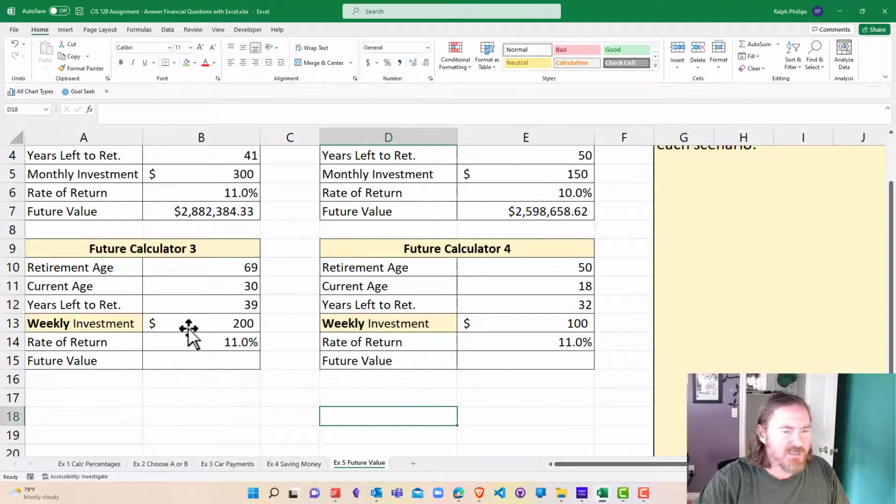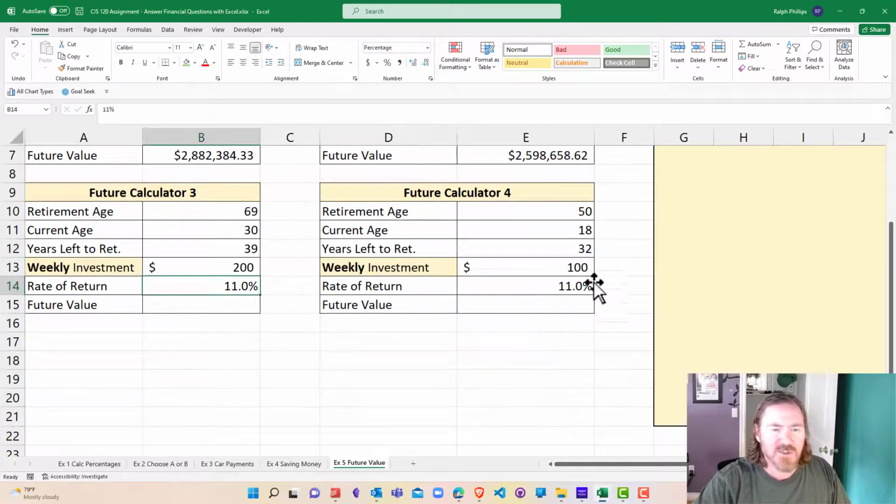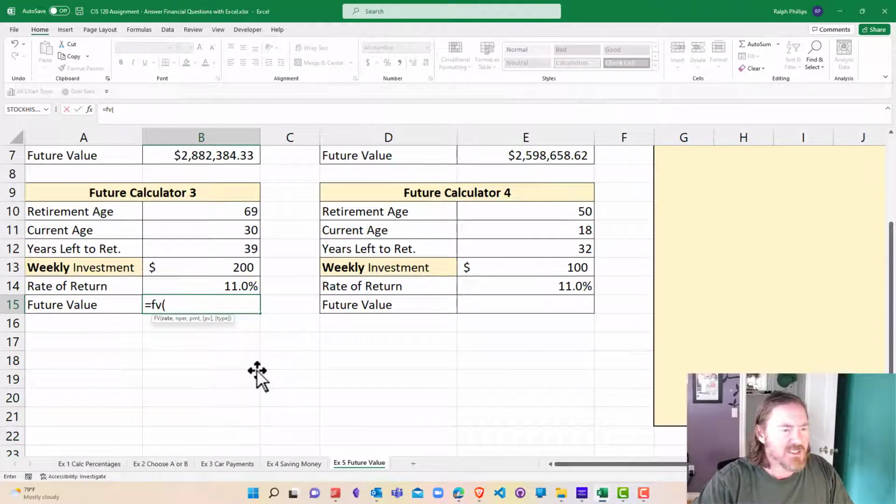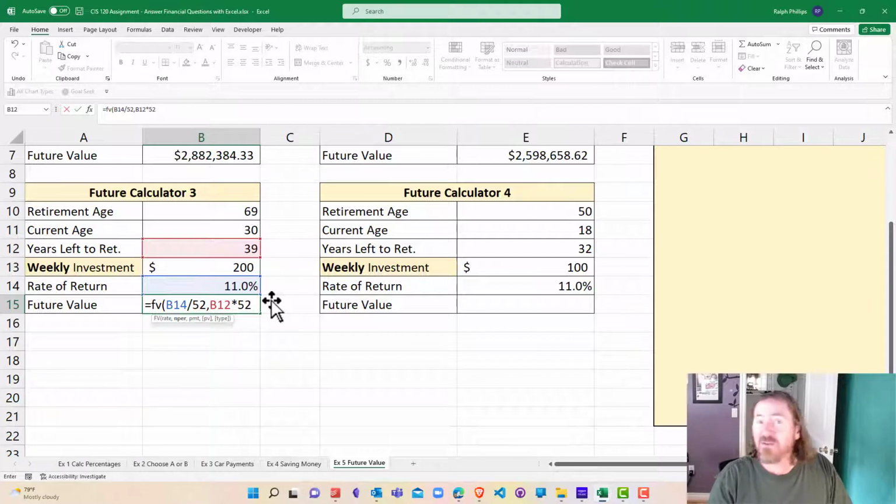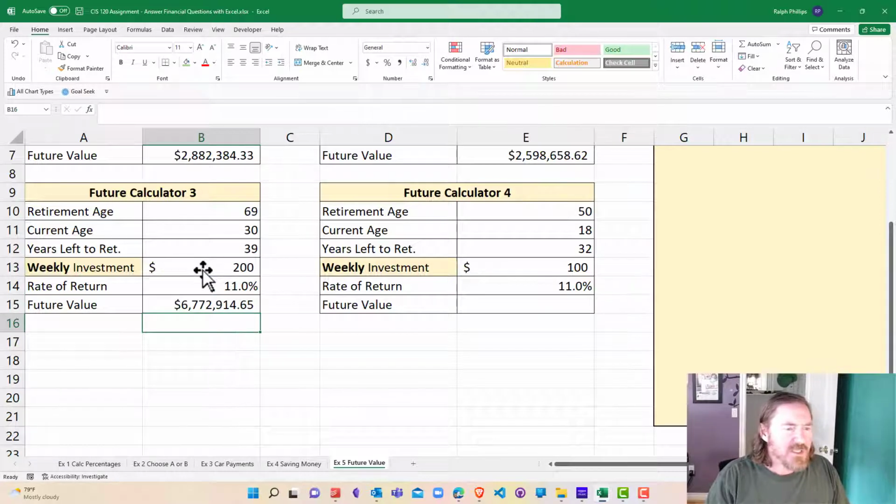Okay, what else do we need to do? Weekly investment, we got weekly investment. Rate of returns are the same. Okay, let's try this out. Future value equals FV, parentheses. The rate is the annual rate divided by 52, remember, weeks. We're compounding weekly, 52 weeks per year, comma, number of payment periods, years left to retirement. Oh, this should be pretty easy actually, because we have years now. I can click on the number of years and multiply it by 52, because I know there's 52 weeks per year, comma, and then our weekly investment is going to be a negative version of our weekly investment amount, closing parentheses, press enter, 6.7 million.